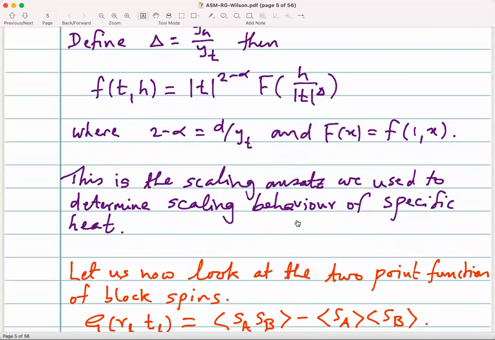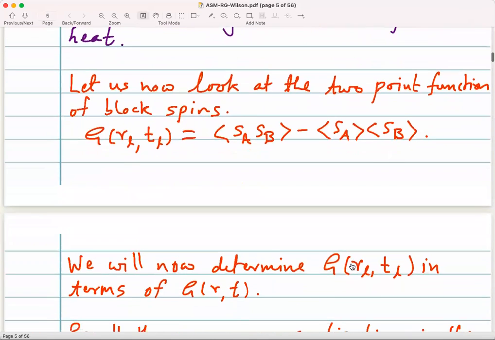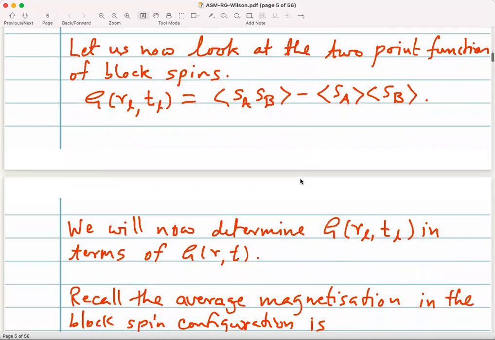Okay. Now we could do something similar with, say, the 2-point function. So you can look at G, which is a function of RL and TL, and write that as a connected 2-point function with respect to the block spins SA, SB. And if you compute this, you could ask how you would relate this G of RL TL to G of RT, which is written in terms of SI and SJ, which are the original spins.